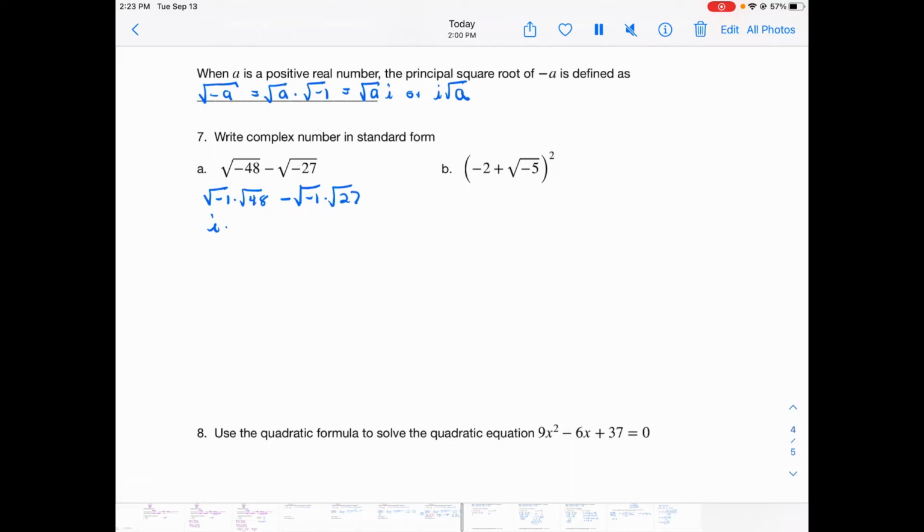So here I am multiplying these through, and I'm replacing every time I see i squared with a negative 1, because the square root of negative 1 is an i. Now I need to simplify the square root of 48. So I'm doing a factor tree to help me simplify this down.